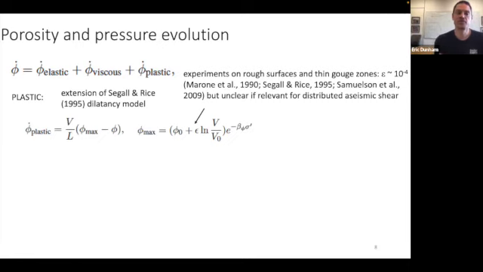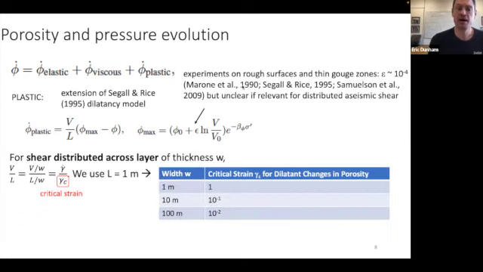We'll also include plastic porosity evolution. So this is dilatancy, and phi is drawn towards a maximum value. We use a Segall and Rice type model inspired by Chris Marone's experiments. The only addition to it is we add in this elastic dependence on effective stress. You don't have to think about this as sliding on rough surfaces or super thin gouge zones, right? And when you get down to slow slip depths, depending on what geologist you ask, it's either distributed or localized, right? It could be a lot of things.